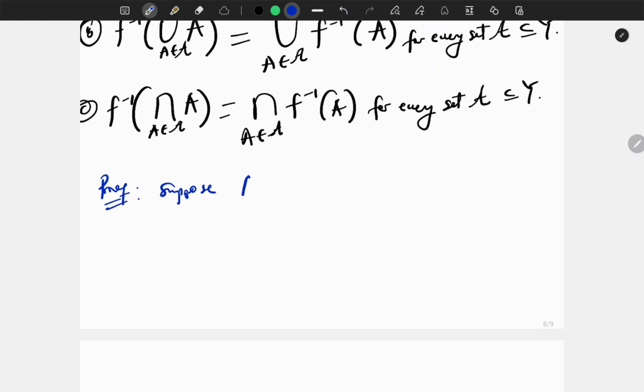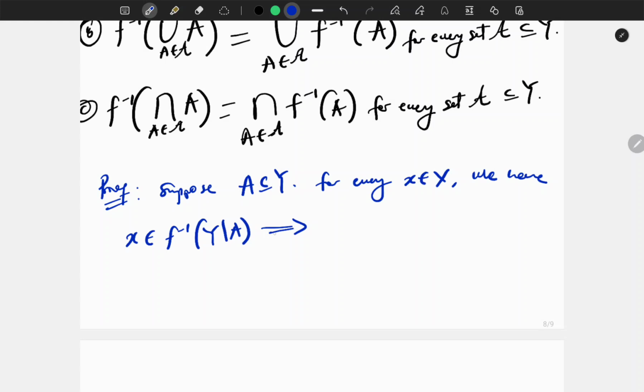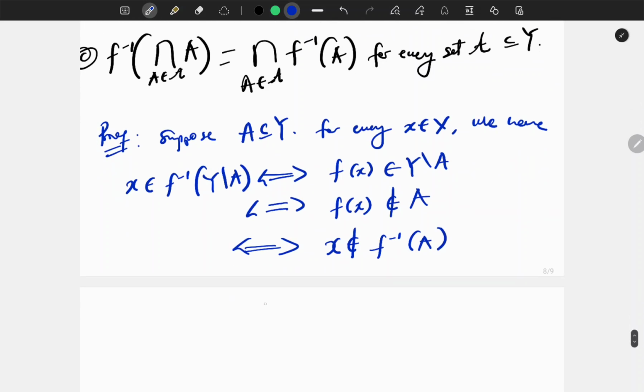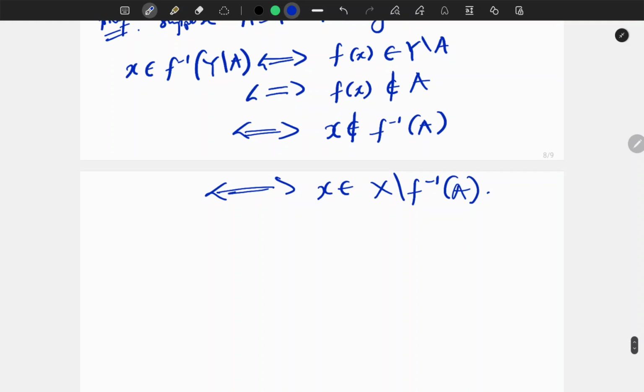So suppose A is a subset of Y. For every x that belongs to X, we have x belongs to f inverse of Y take away A, and this is equivalent to f of x belongs to Y take away A, and this is equivalent to f of x does not belong to A, and this is equivalent to x does not belong to f inverse of A, and this is also equivalent to x belongs to X take away f inverse of A. So let's prove B now.